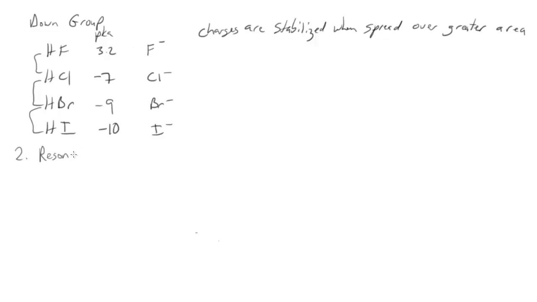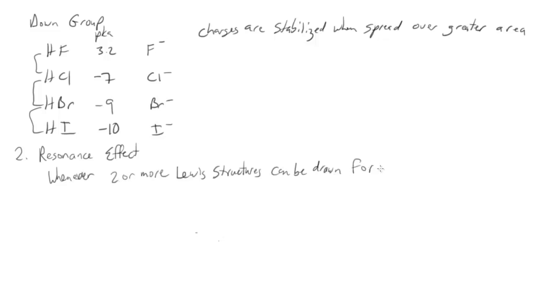All right, the second most important effect is a resonance effect. And the resonance effect says that whenever two or more Lewis structures can be drawn for the same arrangement of atoms, then the molecule is going to be more stable. The molecular ion will be more stable.